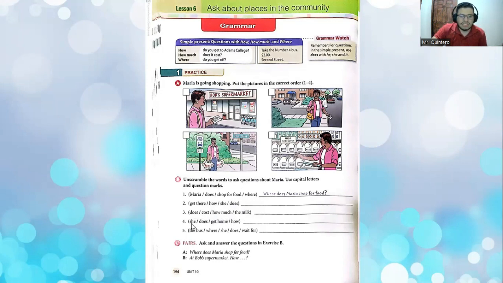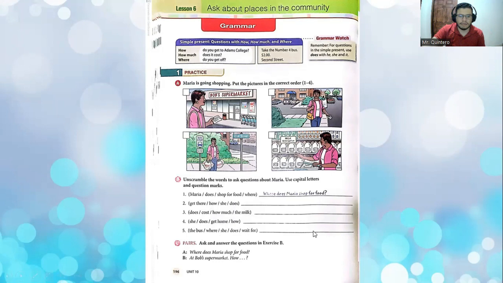How does she get home? ¿Por qué no le agregamos ese al verbo? Porque en este caso es una pregunta y en el auxiliar ya llevamos esa tercera persona. Where does she wait for the bus?